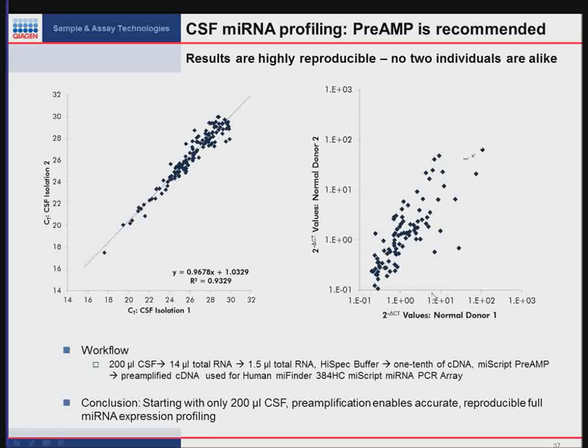They all still sort of fall on this line, but there are ones that are expressed more highly in one person versus the other. And we're doing some profiling in CSF now. They're hard samples to come by, so we don't have, at the moment, any data on, for example, any people with diseases that you might want to monitor by looking at microRNAs in CSF.